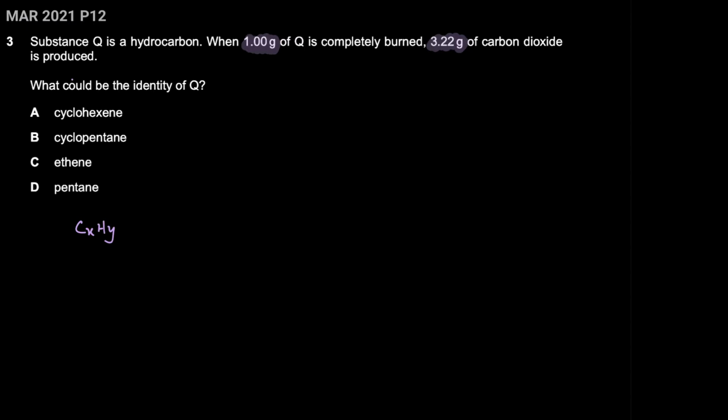We know when we combust the hydrocarbon here, we get carbon dioxide and water. Now, obviously, this equation isn't balanced. But we also know that we have 3.22 grams of carbon dioxide. Now, how can we use this information? Well, if we know how much carbon dioxide we have, we know how much carbon we have. And all the carbon here comes from the hydrocarbon. So we can determine the mass of carbon present in 1 gram of Q. So let's solve for that.